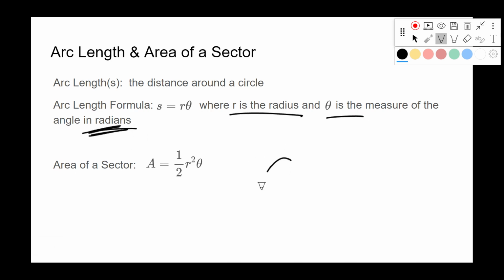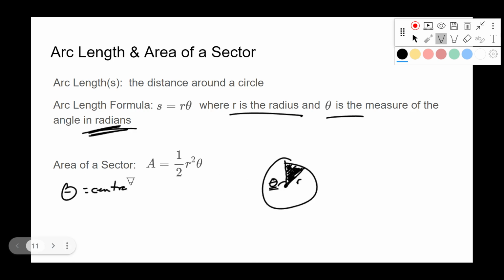The area of a sector is like the area of one piece of a pizza. One slice. That's the area of a sector. The area of a sector is 1/2 r squared times theta, where theta is the central angle. This is the angle theta here. Okay, that's the angle theta. All right, that's the central angle. Theta is the central angle measured in radians again.